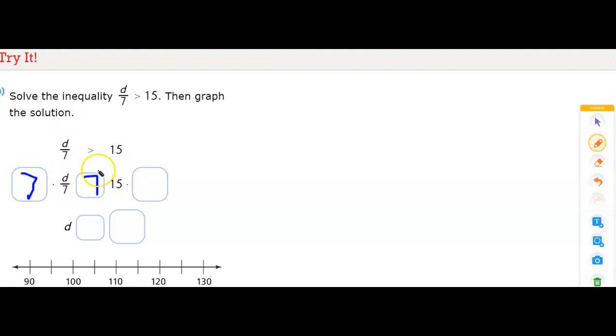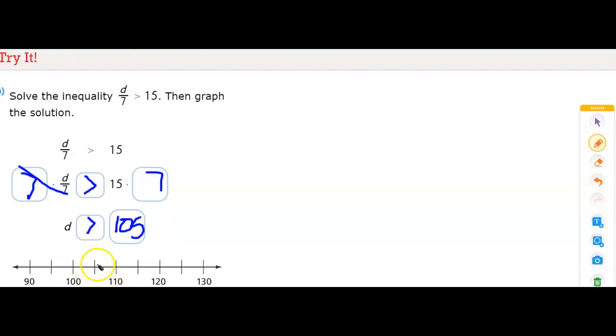Oh, I'm sorry, this is wrong. This is going to have our symbol, and then 7 belongs here. And so this 7 cancels out, and we're left with d is greater than 15 times 7, which equals 105. So that shows that d is greater than 105.